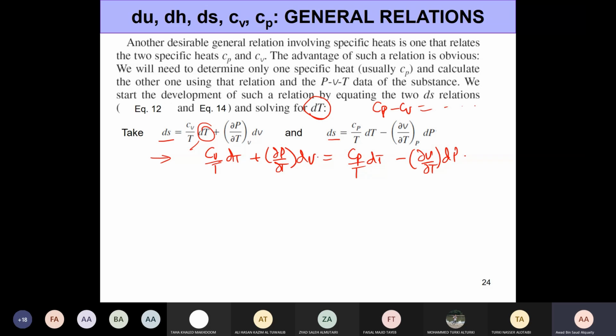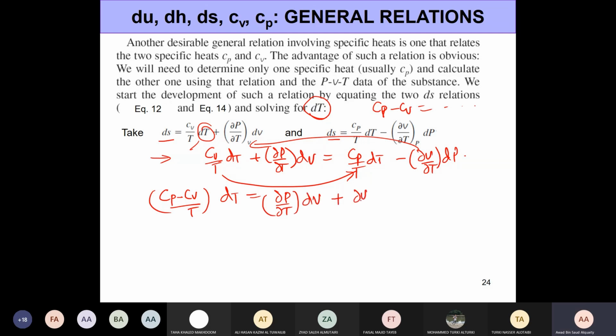Now, if you want to solve for dT, I want to take all the coefficients for dT on one side. So let me send this here, and let me send this expression on the left-hand side. So I'm sending Cv to the right. What I get is (Cp minus Cv) by T times dT is equal to ∂P/∂T dV plus ∂V/∂T dP. Okay, this is what I have.